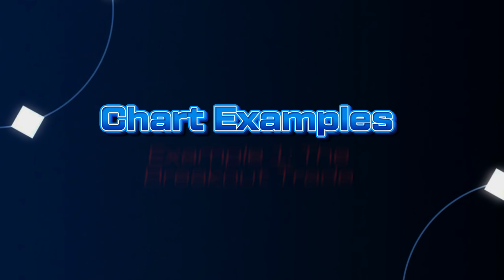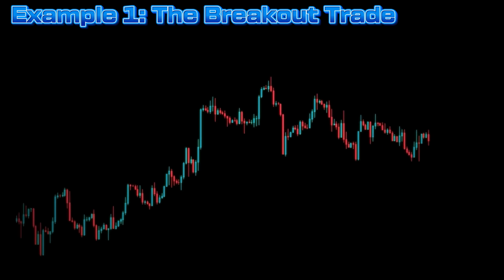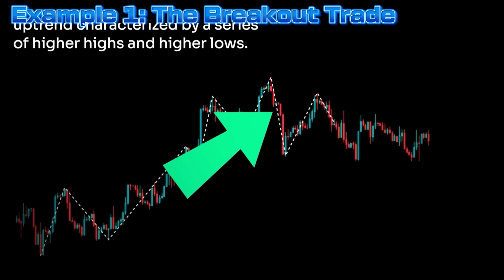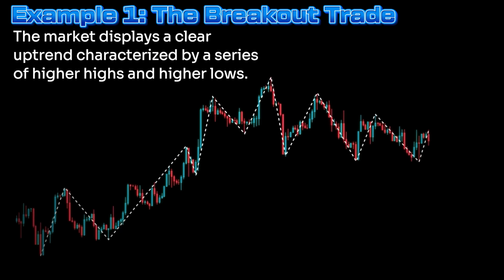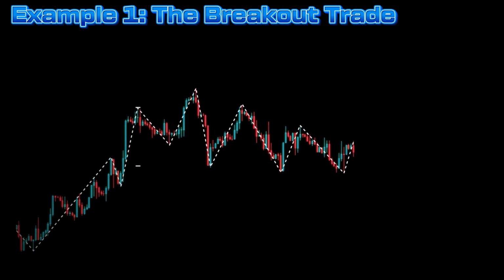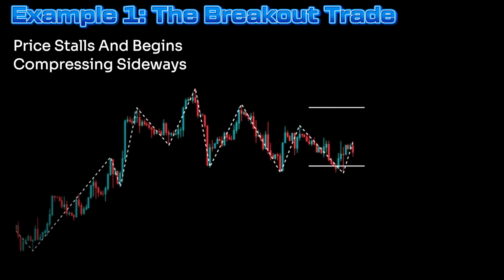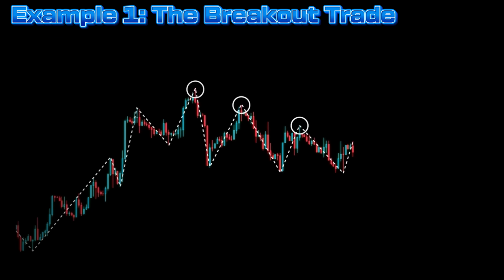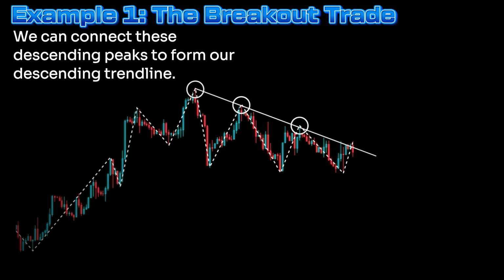Chart examples. Example 1. The breakout trade. Let's analyze a few practical scenarios to solidify these concepts. In our first example, we'll look at a trendline breakout setup. The market displays a clear uptrend characterized by a series of higher highs and higher lows. Eventually, price stalls and begins compressing sideways, carving out a series of lower highs. We can connect these descending peaks to form our descending trend line.